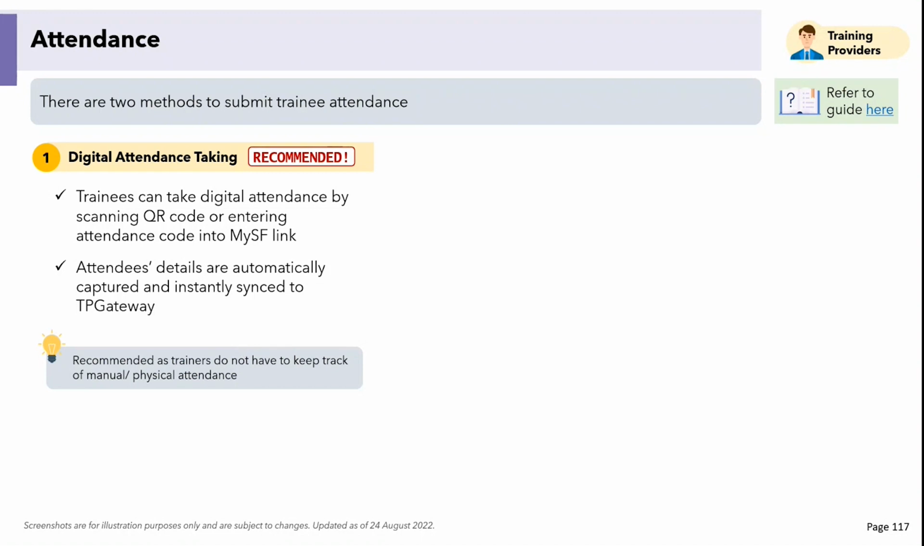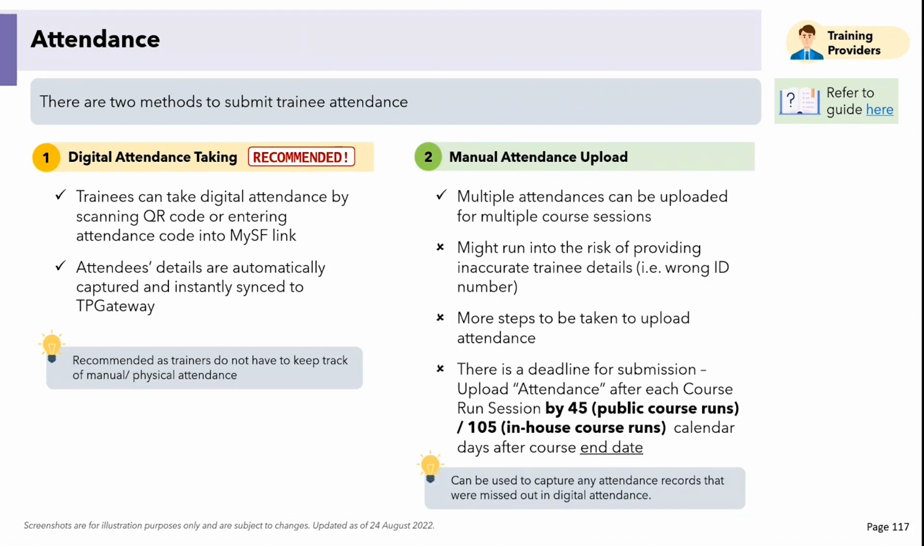Using this method is faster as trainers will not need to manually keep track of attendance and upload the attendance to TP Gateway after the training session. The second method is to upload manual attendance. This method is more tedious and involves more steps than the digital attendance method. This process is also rather manual, and you can run into the risk of providing inaccurate trainee details.